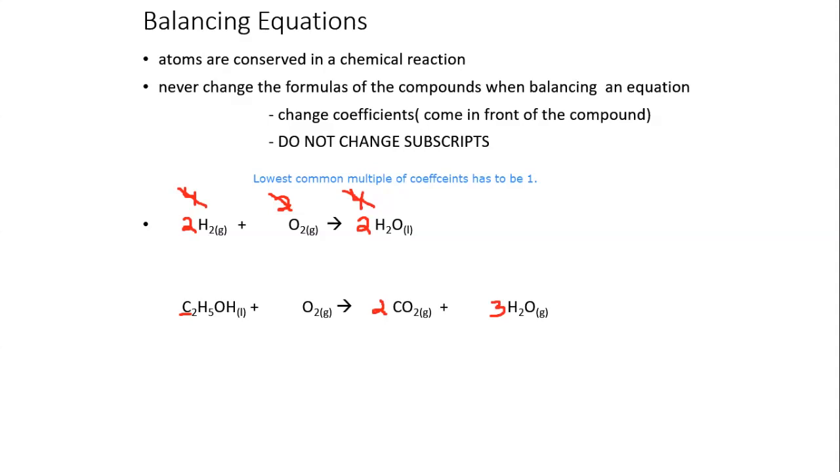Well, we don't want to put anything in front of ethanol, C2H5OH, so we want to put something in front of this O2 to give us 5 oxygens. So we put a 2 here. You see now we have 5 oxygen on both sides. And so this is the balanced chemical equation for this reaction.